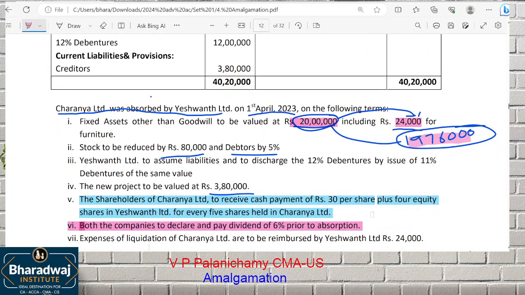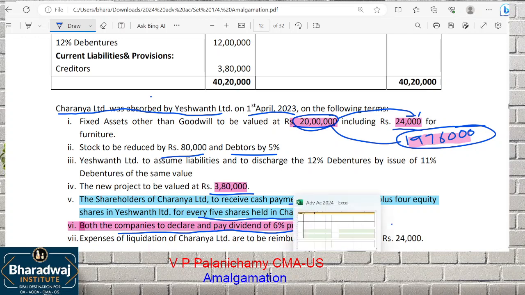We are given the revalued amount of stock and debtors, and debentures are discharged. New project valuation is given. Shareholders of Charanya Limited will receive how much? A cash payment of 30 plus shares is given to us. Both companies declare what? A 6% dividend prior to absorption is given to us.